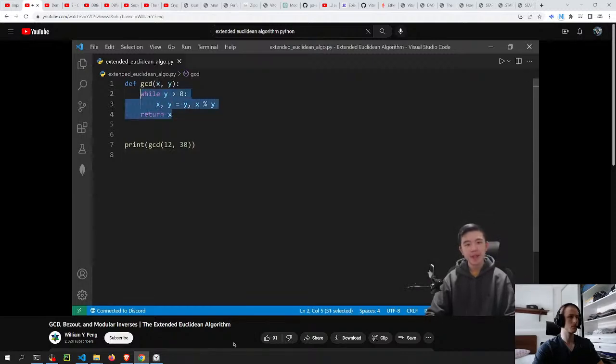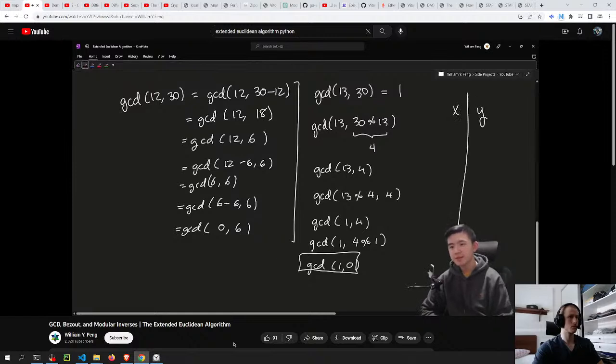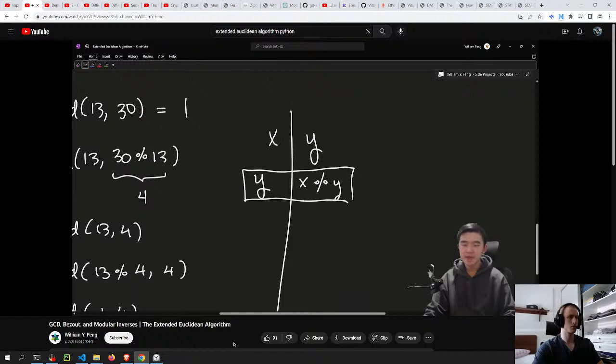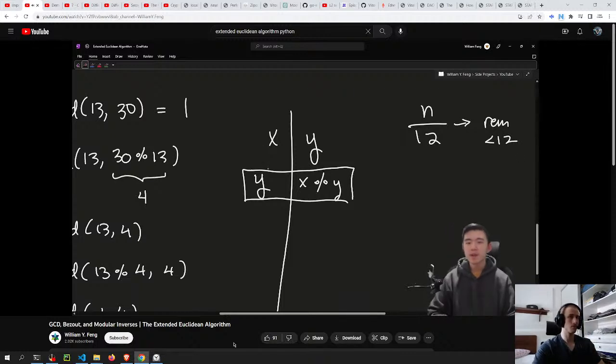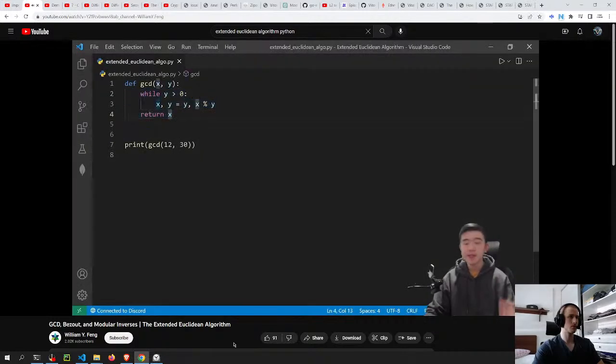Now, you might be wondering, why does this work at all? Because we didn't really talk about the order of the numbers going in and coming out in this description over here. And this just works because while we're doing x and y, it doesn't matter which one is larger. The next step, it'll get replaced by y, and the remainder when x is divided by y. Now, this is great because the remainder when x is divided by y is guaranteed to be less than y. This just is a consequence of the division algorithm. Like if you do n divided by 12, the remainder is going to be less than 12 because we're dividing by 12. So we are guaranteed that these numbers are shrinking as we go down, which means that one of them will eventually hit 0. So that's why this code works over here. It's nice and short, very concise.